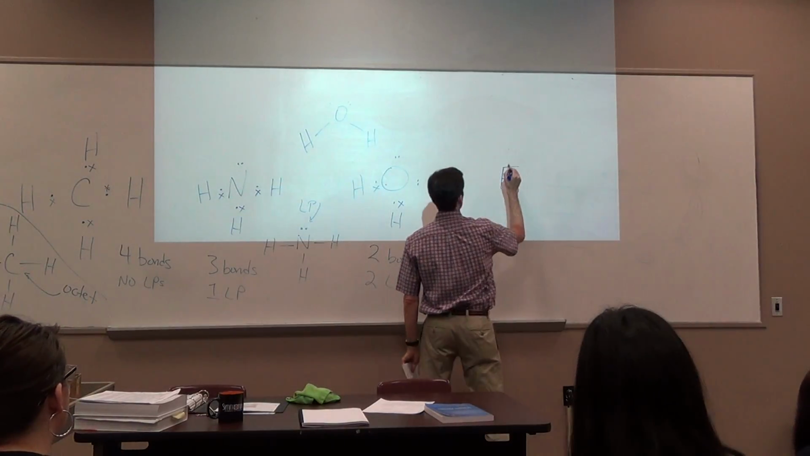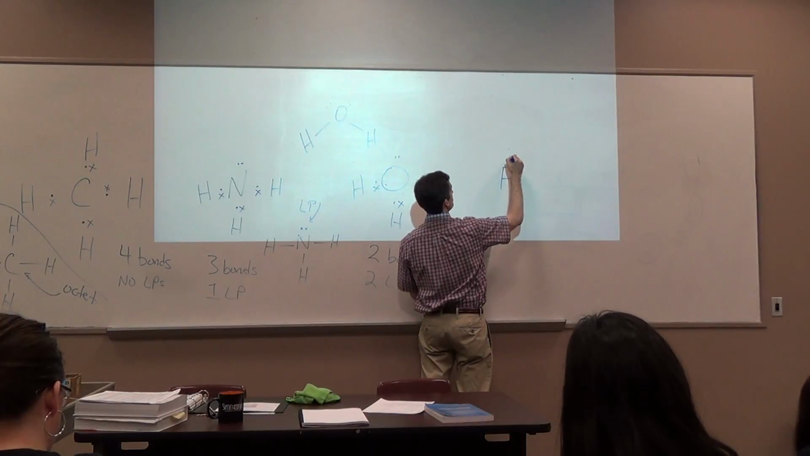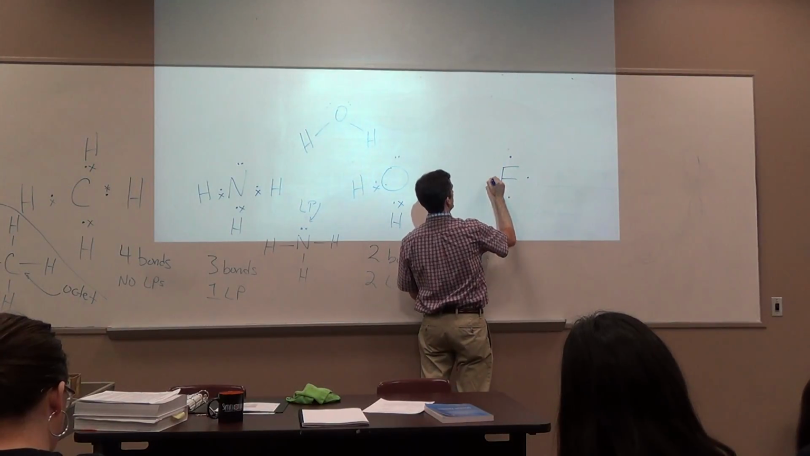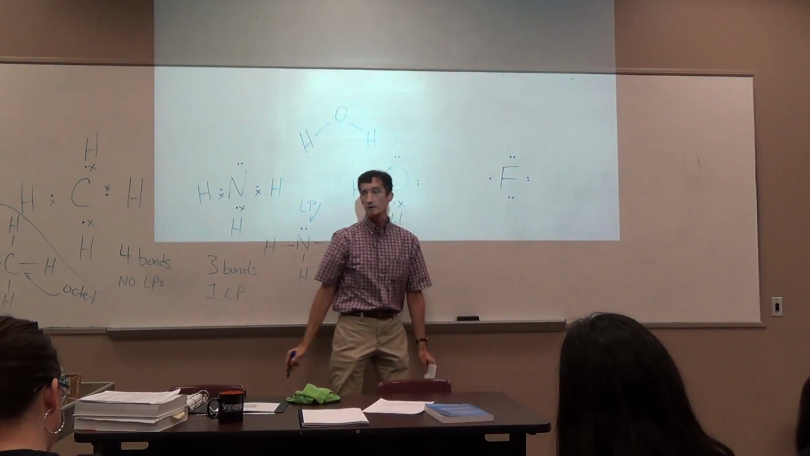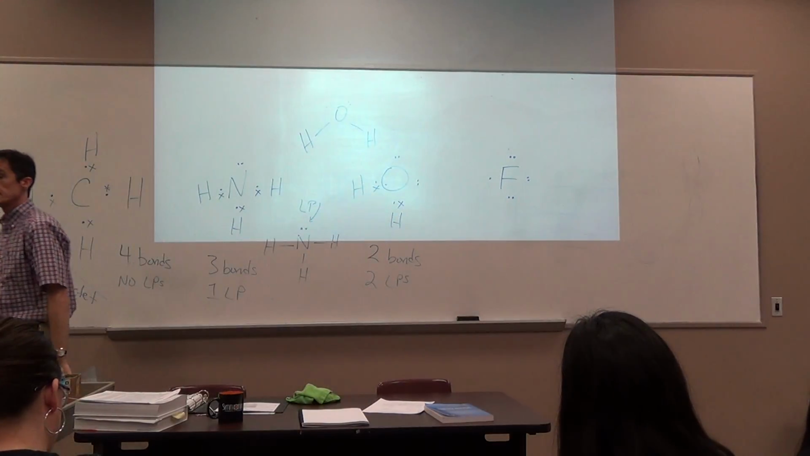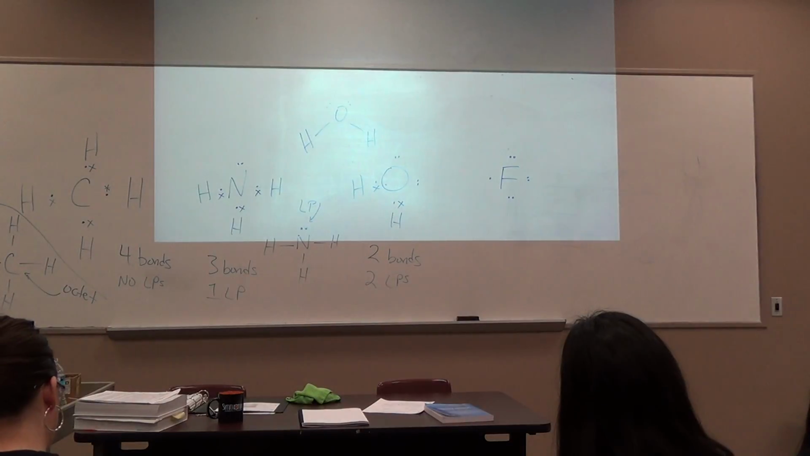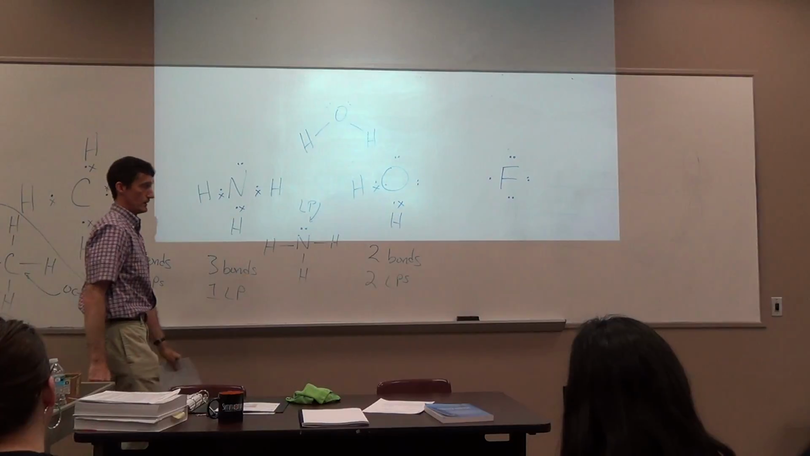Fluorine. Okay, how many valence electrons? 7. 1, 2, 3, 4, 5, 6, 7. Why do I only go around 4 times and then start pairing up? Because of the exclusion principle, you have to fill all the spots before you can double up.